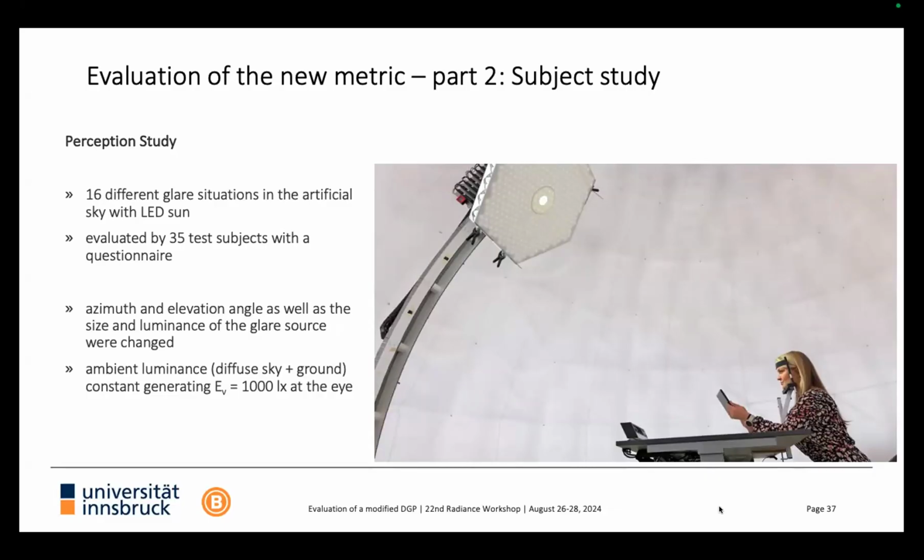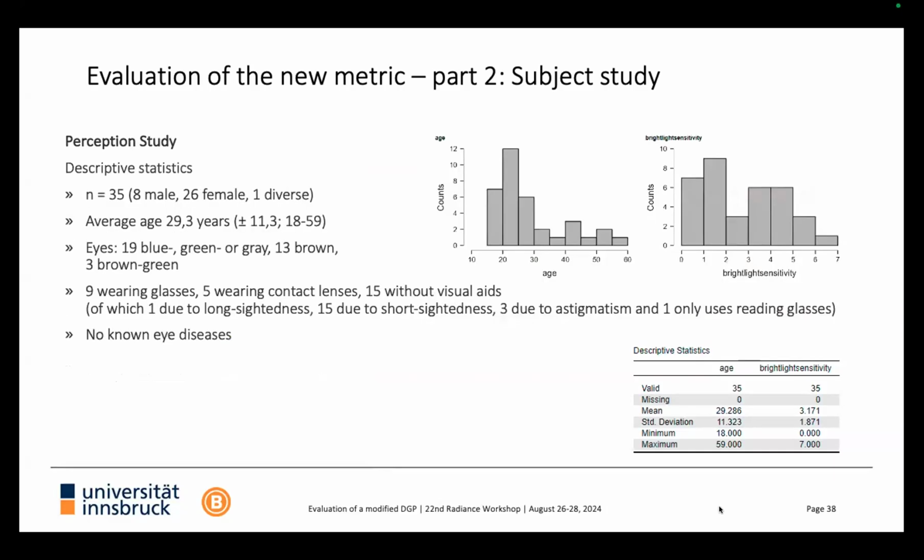The second part: in the subject study in the artificial sky at Bartenbach, the artificial sky dome was set to have a vertical background illuminance of 1000 lux at the subject's eyes. With the LED sun that you see here in the image, different scenarios were defined and simulated. We had 35 people answering the questions and doing the study.